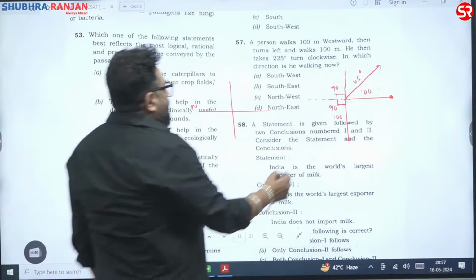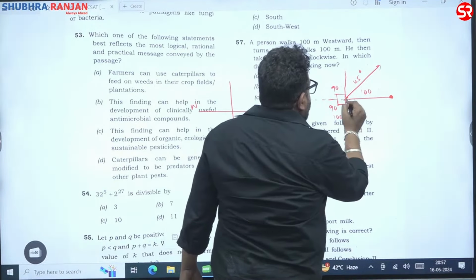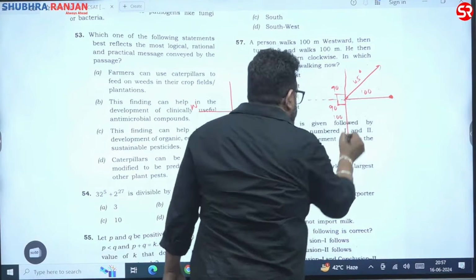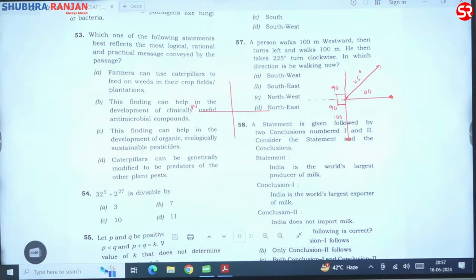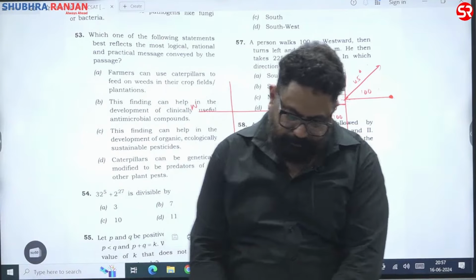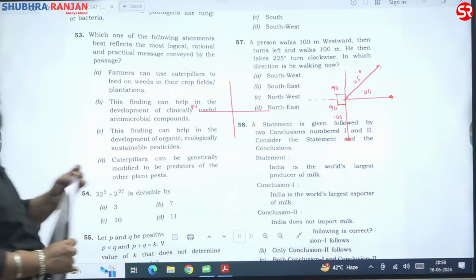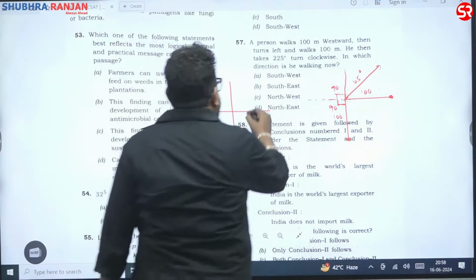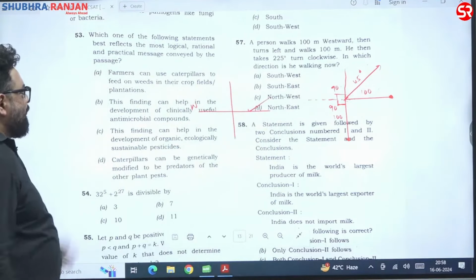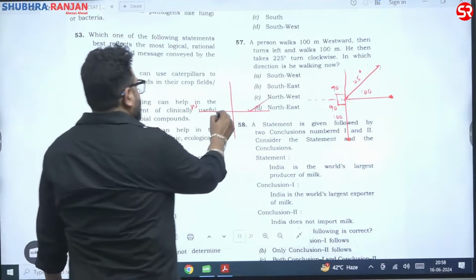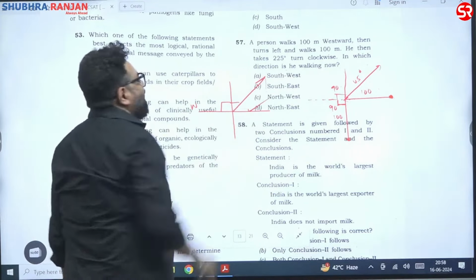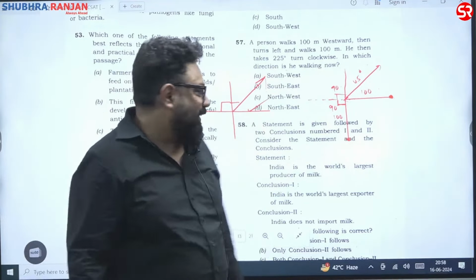Look, from here he went west, then goes down, isn't it? Which direction would this be? Check it, guys. Northeast, isn't it? West, so north, north, northeast, right. So this is your northeast direction. Clear?